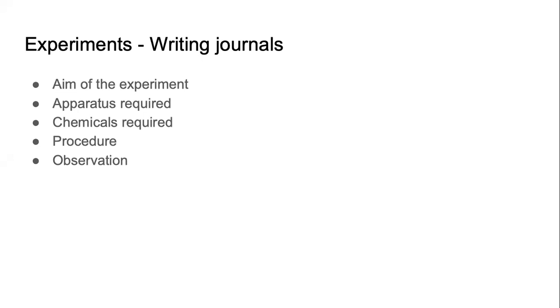There is one more thing that we have. It's not clearly written here, but there is one more thing that is part of science journal writing. What is that? Final step. We start with an aim. We need some apparatus. We need some chemicals. We do something with those chemicals and apparatus. We observe something. Then what? The final thing that we need to write is the conclusion.